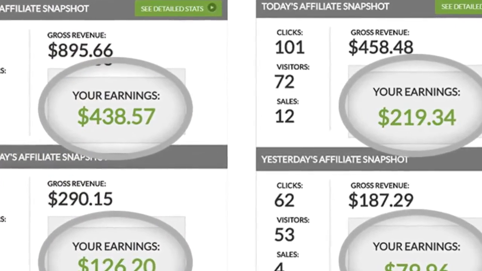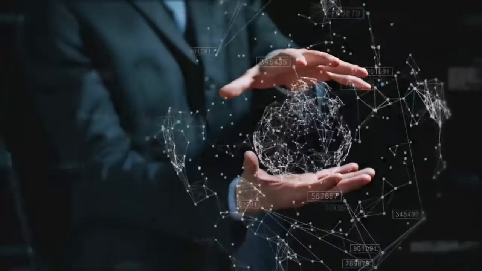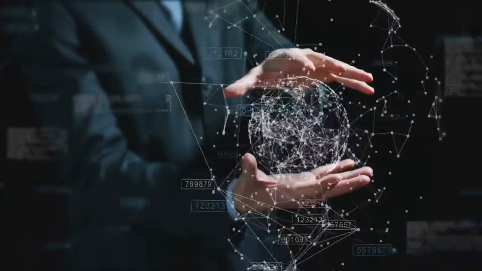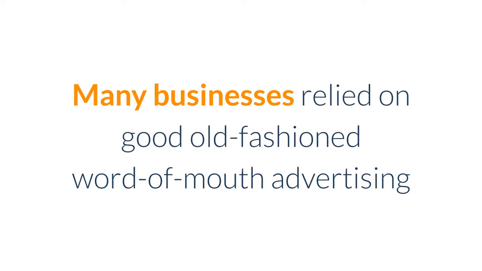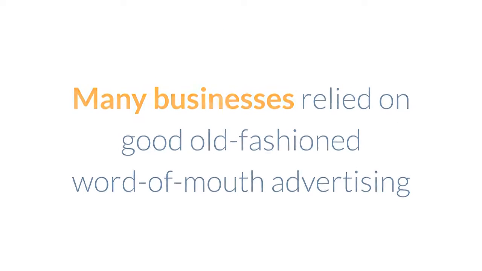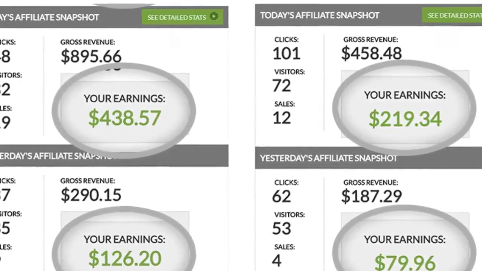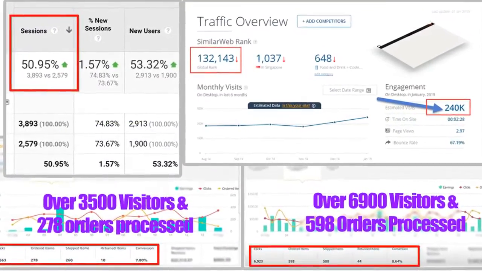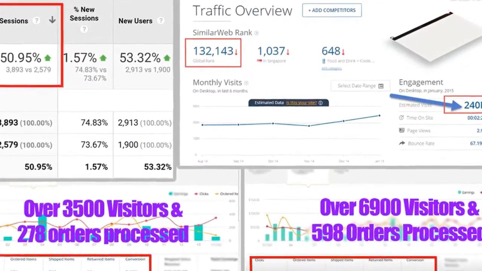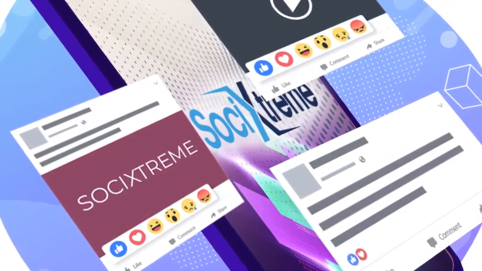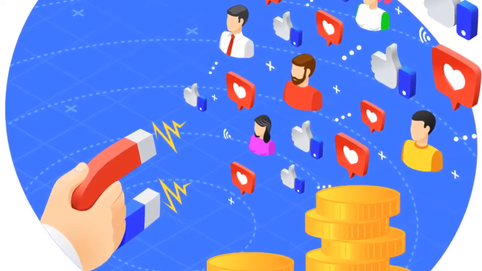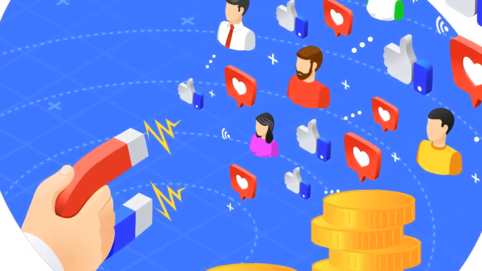Social media is the new word-of-mouth advertising. People used to ask their friends about a company before they purchased goods or services. Many businesses relied on good old-fashioned word-of-mouth advertising as their main source of leads. Word-of-mouth advertising today has grown far beyond its original meaning. Now it includes online reviews, referrals and social media comments that can influence potential customers anywhere in the world with online access.